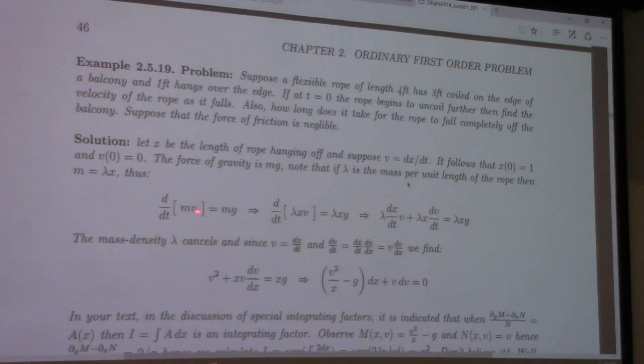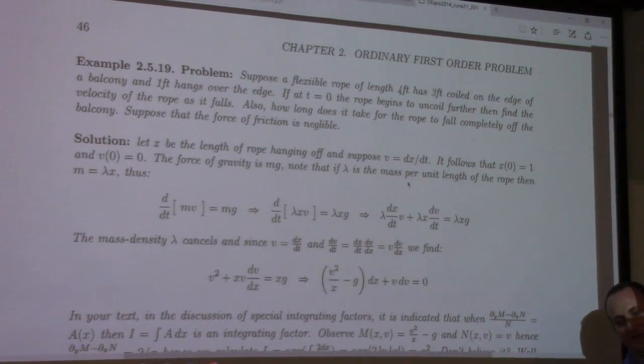So the mass is the mass per unit length times x, the amount that's fallen over. And so you get this differential equation: lambda dx/dt v plus lambda x dv/dt equals lambda x g. This is just like the force of gravity pulling the chain down being proportional to the length that's actually hanging over. And you end up needing to solve this differential equation. And this actually needs the special integrating factor technique that I haven't talked about here explicitly. You end up needing to use v squared over x. And I mean, the M is this, the N is that.